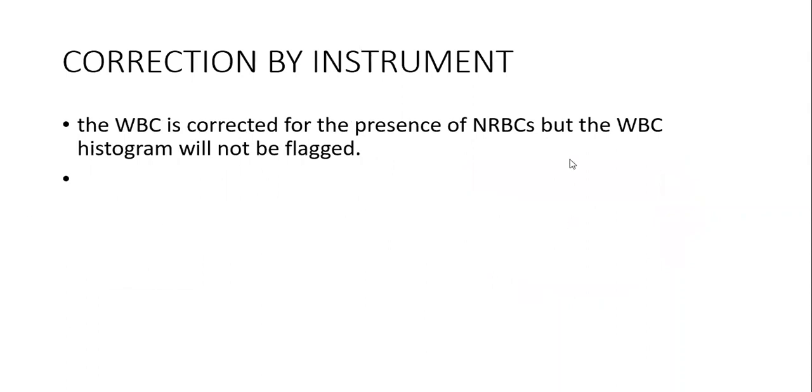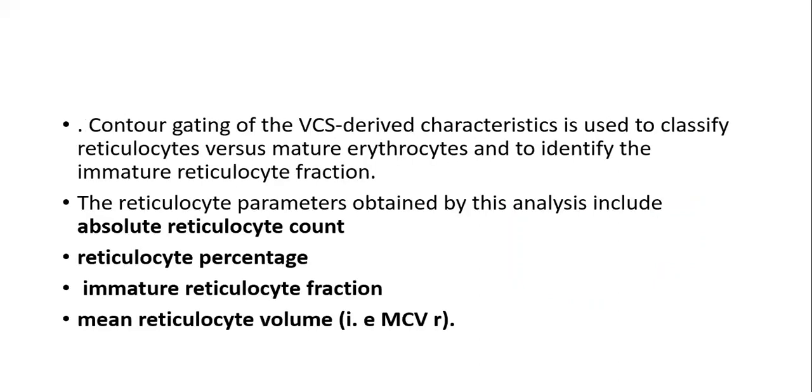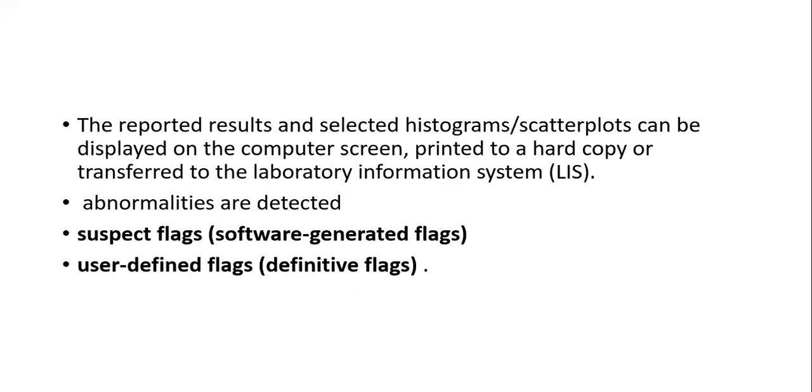So the WBCs are corrected for the presence of NRBC, but the histograms will not be flagged. That I will tell you later on. In this way, the machine also generates different flags after the histogram and scatter plot. These flags are either suspect flags, which are software generated, please go and see them, or well-defined, definitive flags, which we have put inside the analyzer. So this way I will end up.